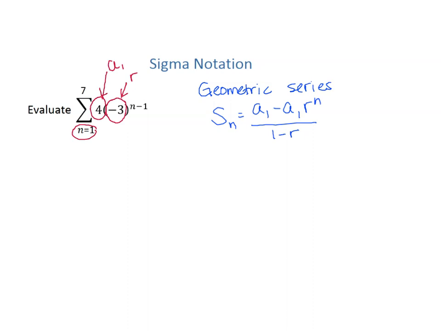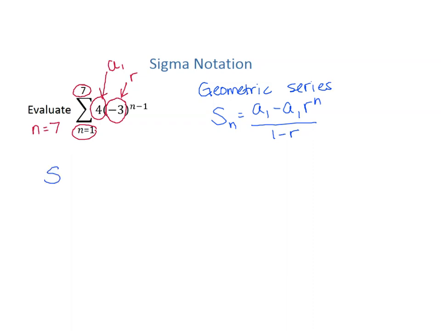Then we use this number and this number to find n, right? We subtract and then add 1 to get the number of terms. So here our n would be 7 minus 1 is 6, plus 1 would give us 7. So now we have everything, and we can just plug it right in. So let's use that formula and find the sum.